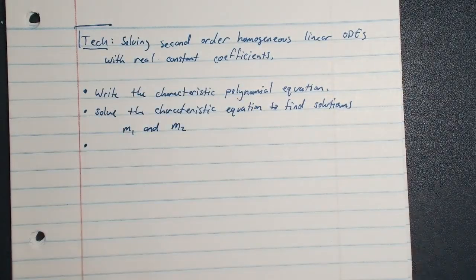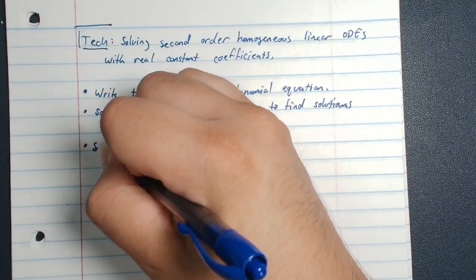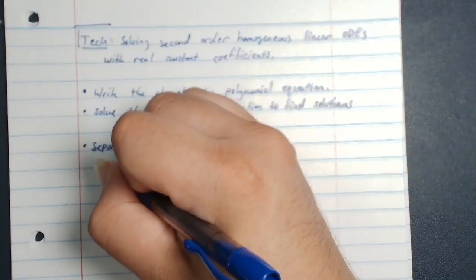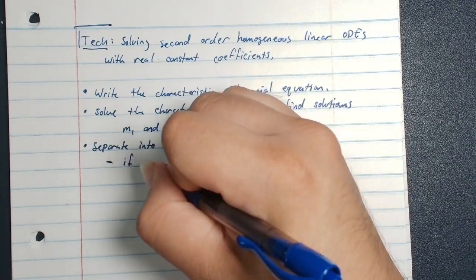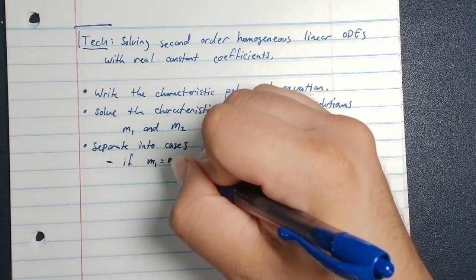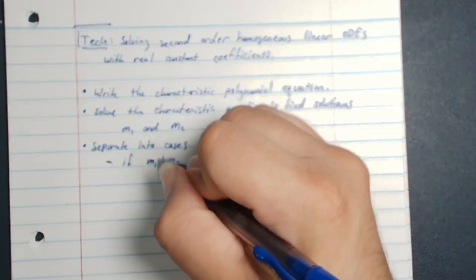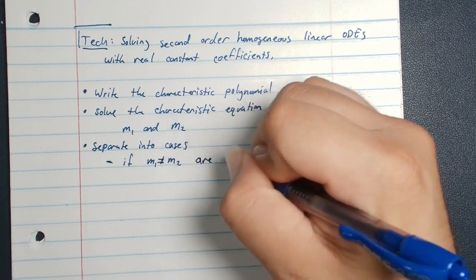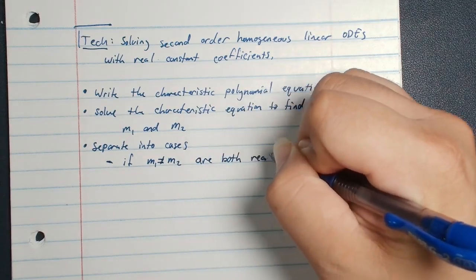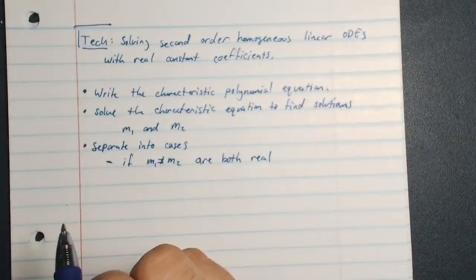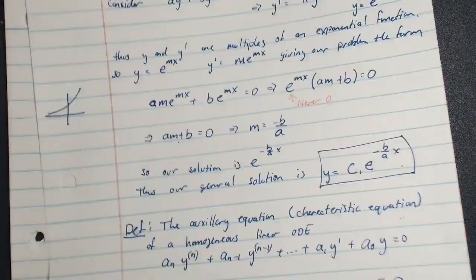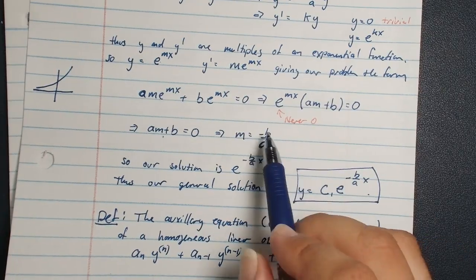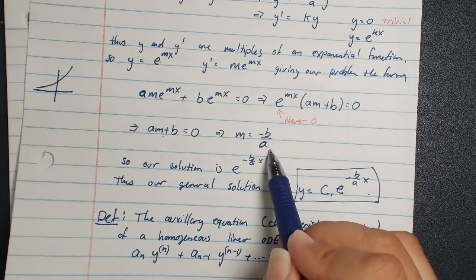Okay, so now step number 3, separate into cases. Separate into cases, and there's going to be 3 different cases. If your two solutions to your characteristic equation, your M1 and your M2, are not equal to each other, but are both real, then we're going to see exactly what we saw in the starting problem. They're going to be exponentials raised to a power that's given by the zeros of your polynomial equation.